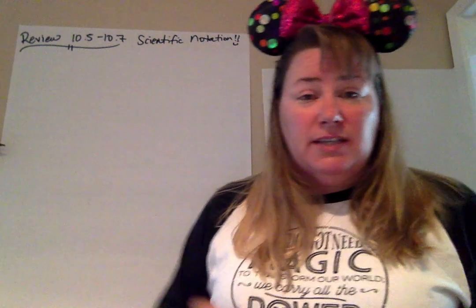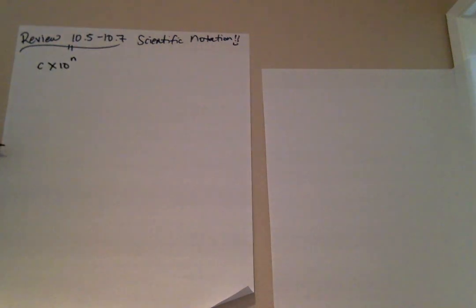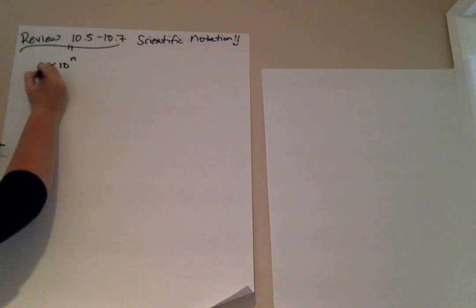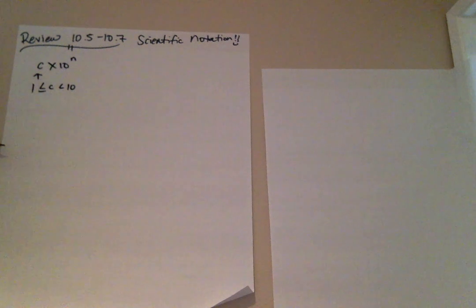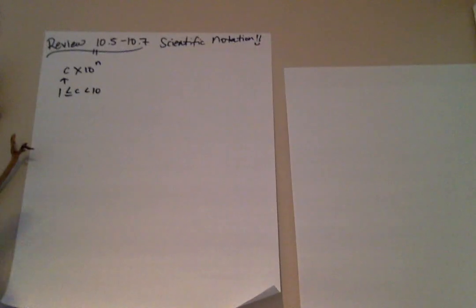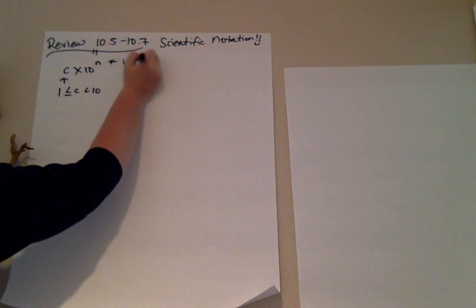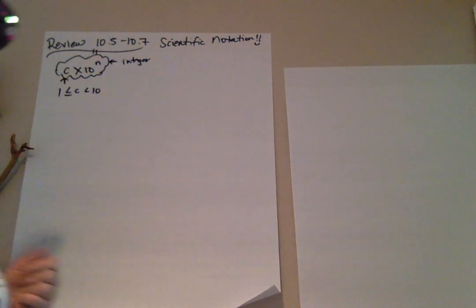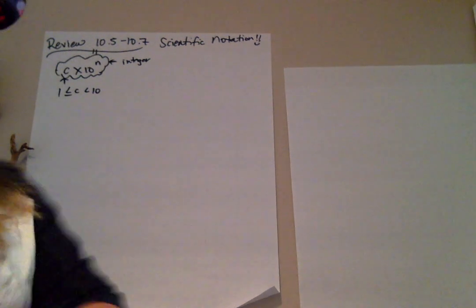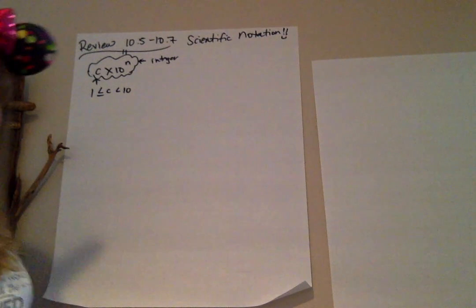So let's get going. Okay, scientific notation. Let's start off with the basics. So C times 10 to the nth power. That is your most basic format. Now remember, C has to be less than 10 and greater than or equal to 1, and N is an integer. So this is your basic format for your scientific notation. All right, so that's your most basics.